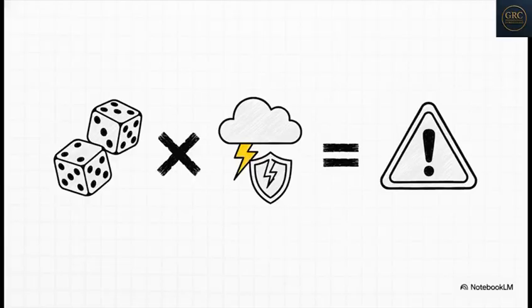So here's the key takeaway. Risk isn't just one of these things on its own. It's the combination of them. The standard way to figure out a risk score is super simple. You just multiply the likelihood of something happening by its potential impact. This little formula is the foundation for everything else we're going to talk about.